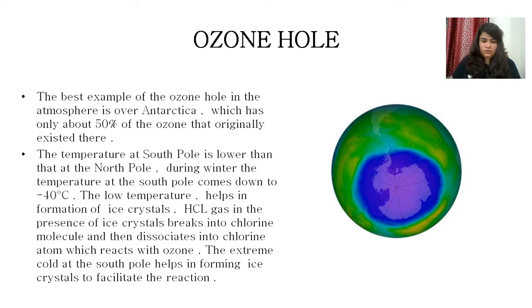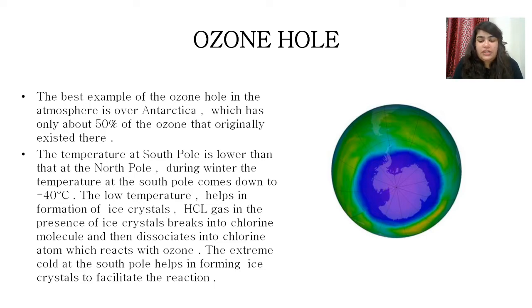Now let's come to the discussion regarding the ozone hole. What is the ozone hole? It was basically discovered a few years ago. The best example of an ozone hole in the atmosphere is the one over Antarctica, which has only about 50% of the ozone that originally existed there. The temperature over there is highly conducive to this. The temperature at the South Pole is lower than that at the North Pole, right? Also there is a phenomenon known as the polar vortex, basically a polar cyclone. The polar vortex is stronger at the Antarctic circle as compared to the Arctic circle.